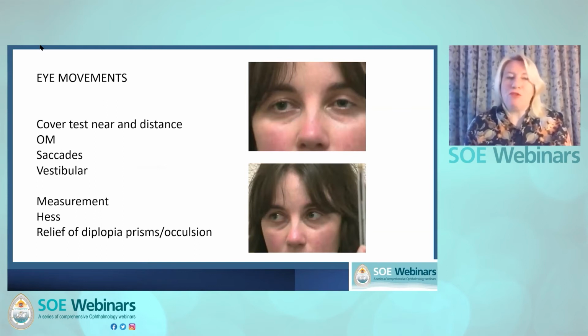So if they have walked into casualty with double vision, we want to use a prism to relieve their double vision or move their eyes and single vision into a useful area for them. And if this isn't possible in a very incomitant squint, then using occlusion is often very useful.